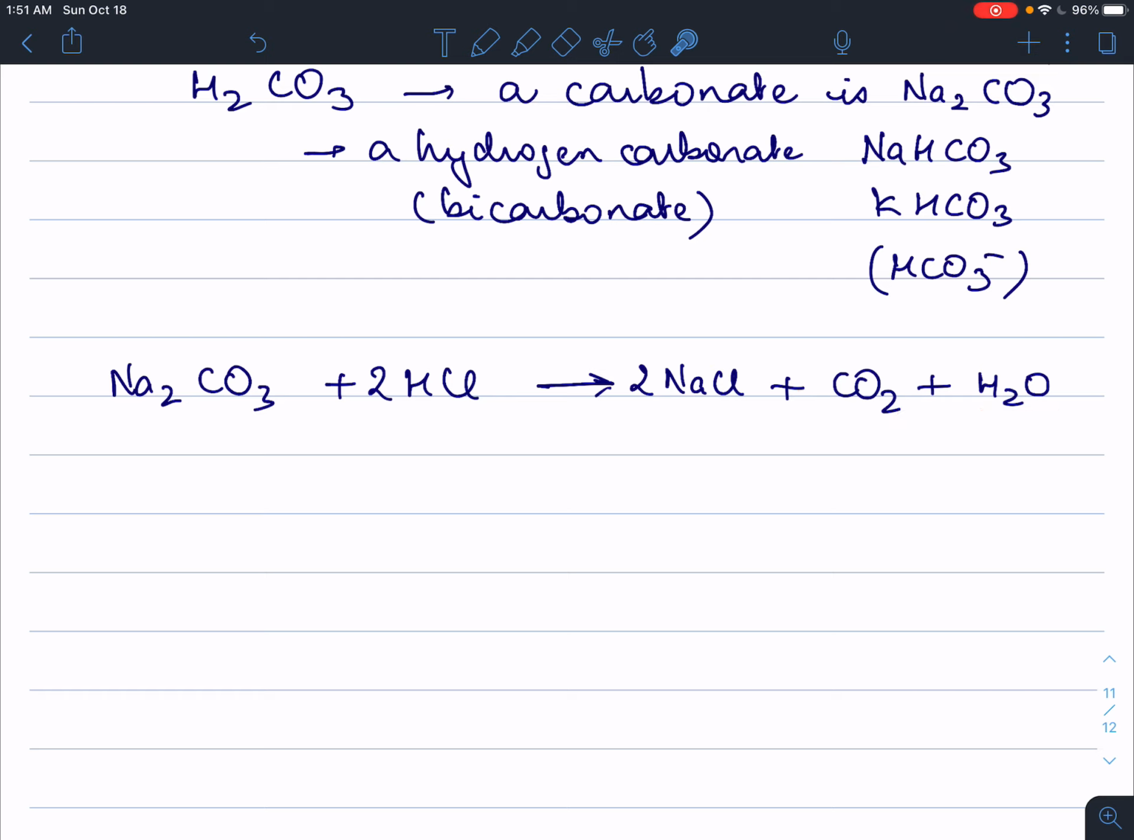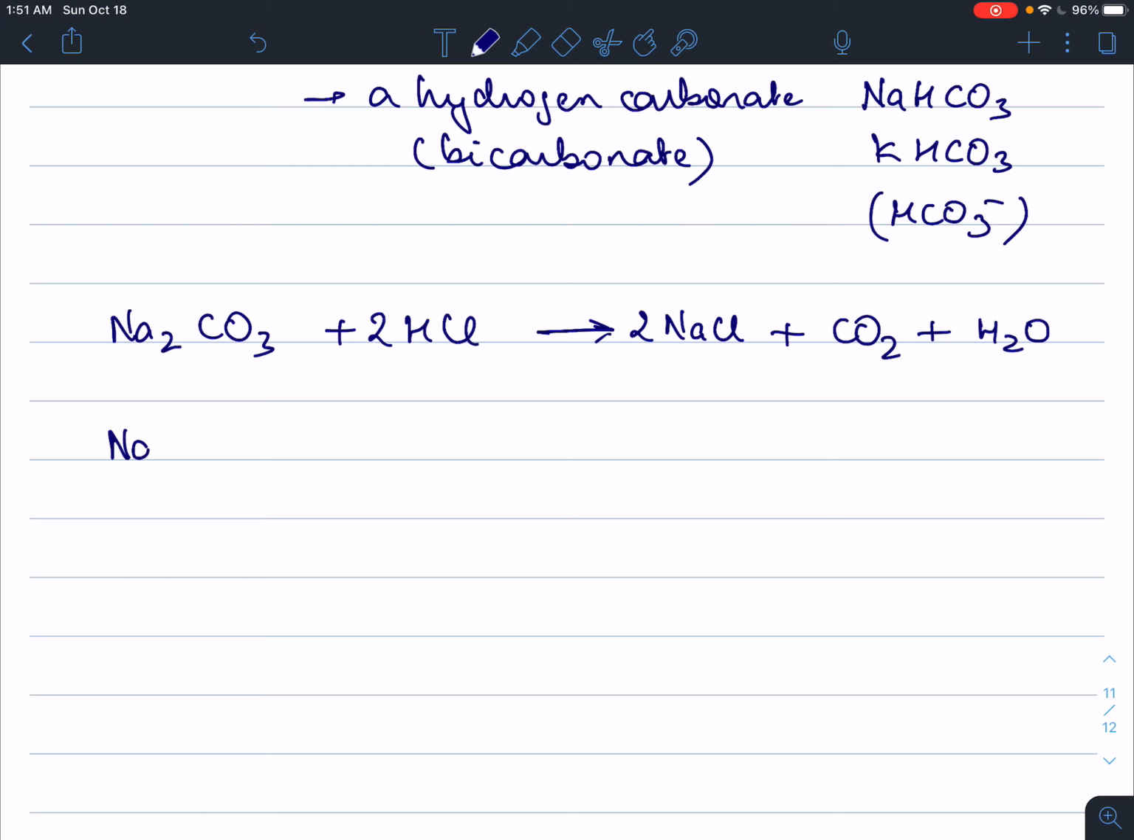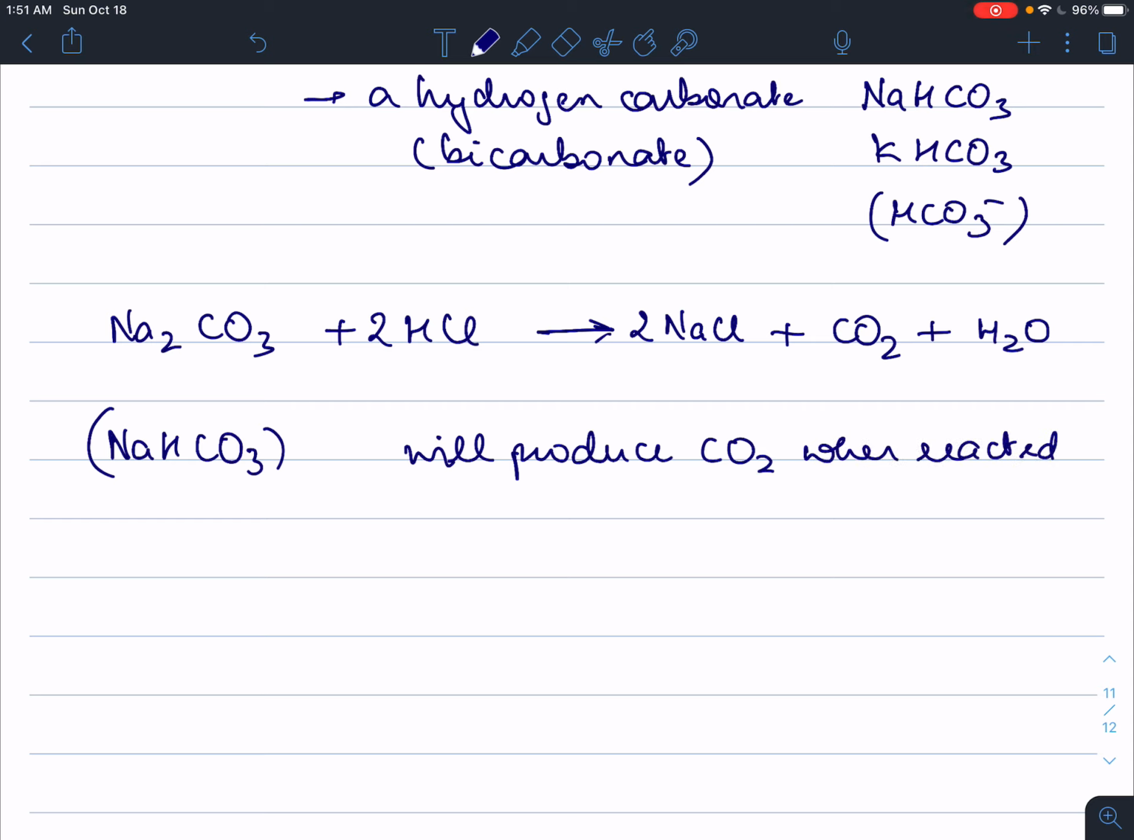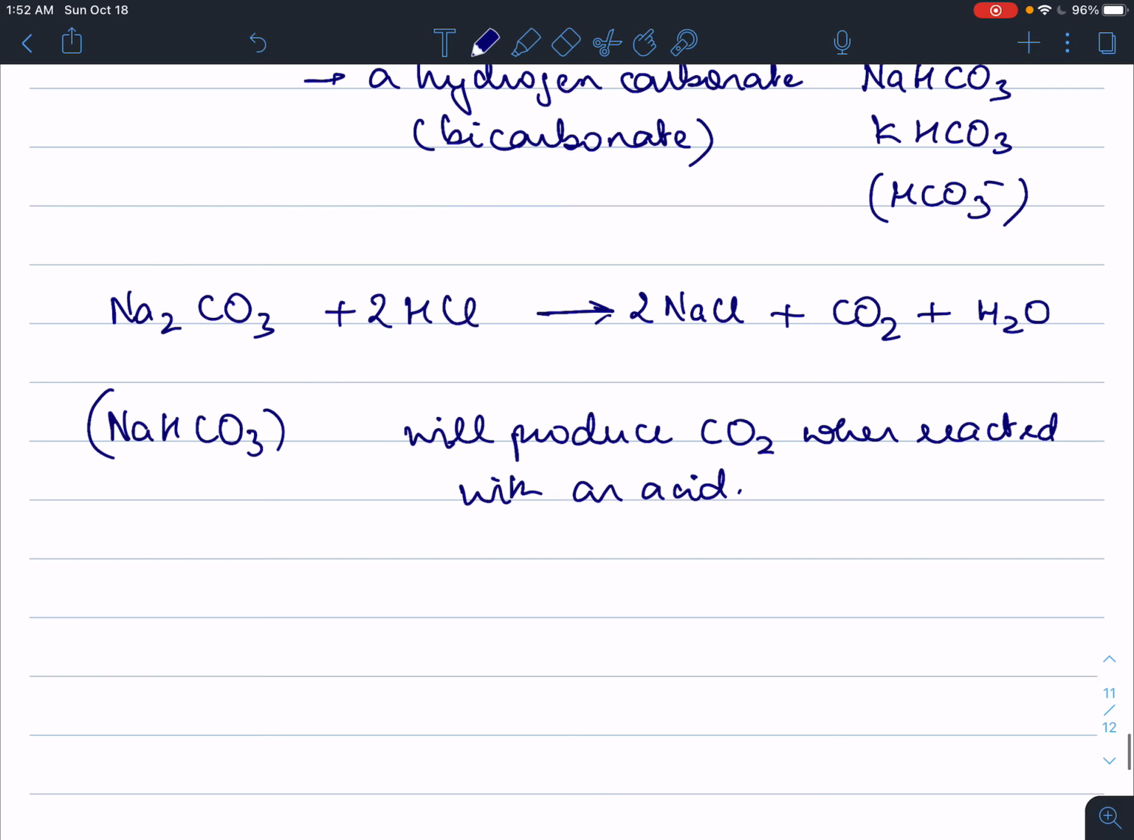Now this happens even with a bicarbonate, or a metal hydrogen carbonate. That would be like NaHCO3 over here. The balancing will be different, but the products will pretty much be the same. There's not going to be much difference there. So either a carbonate or a bicarbonate will produce CO2 when reacted with an acid.